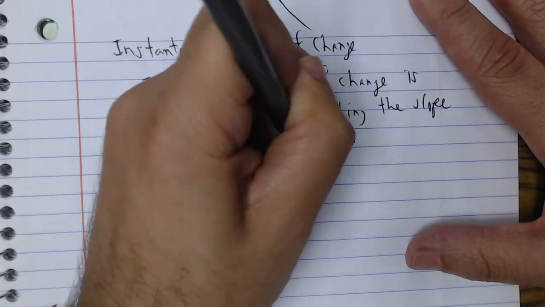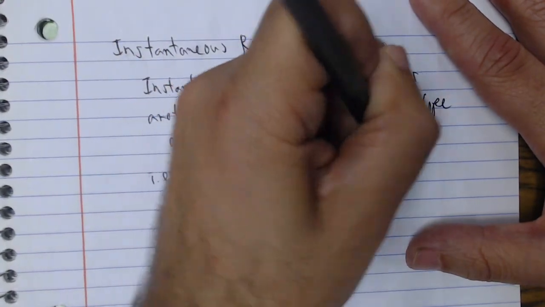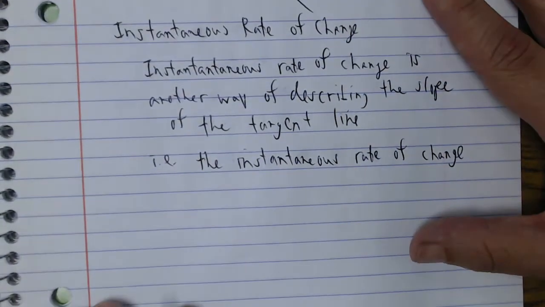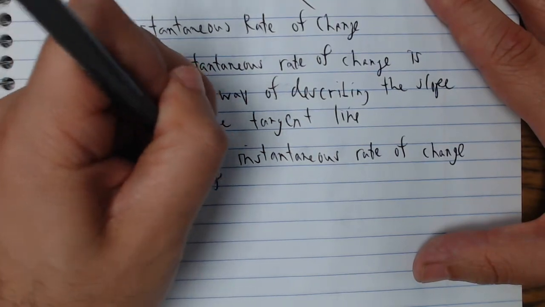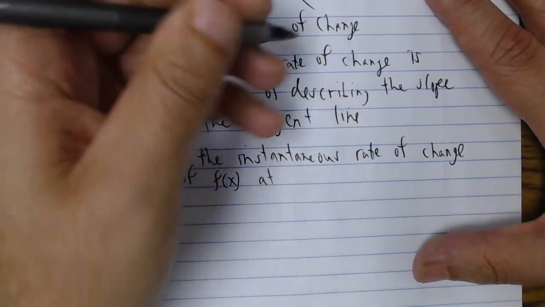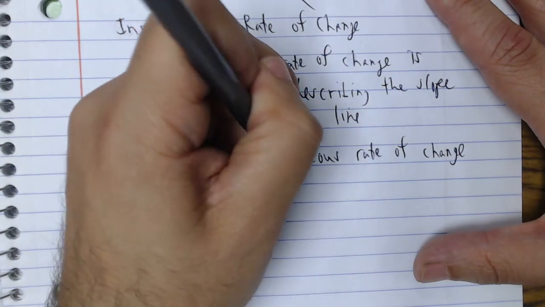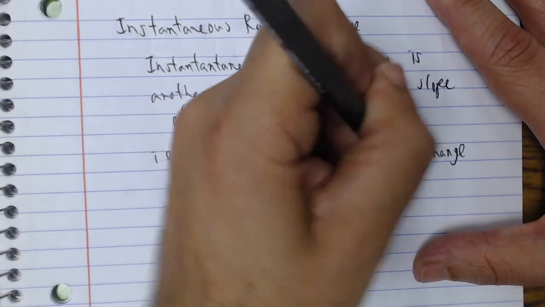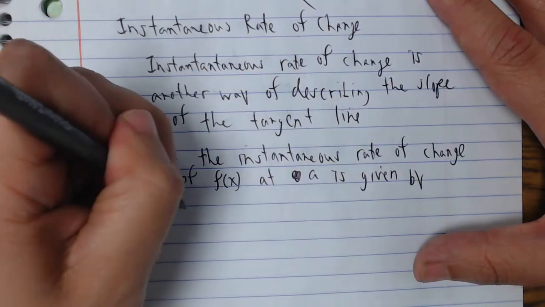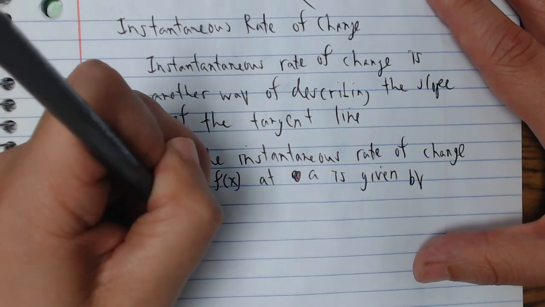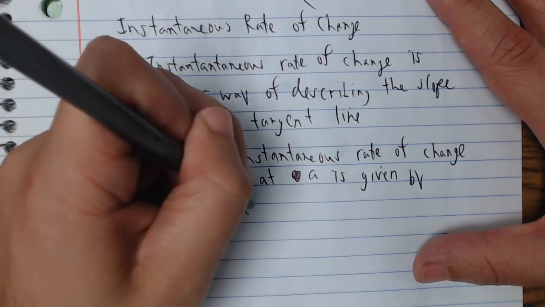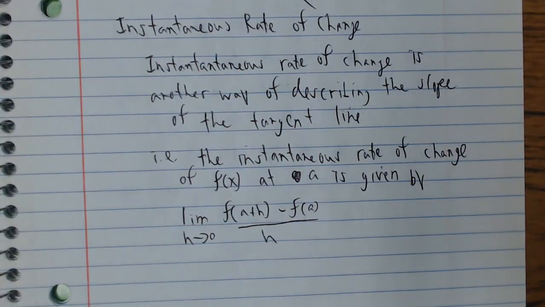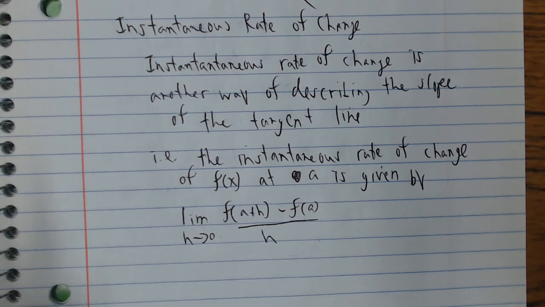So in other words, for example, the instantaneous rate of change of f of x at a is given by the limit as h approaches 0 of f of a plus h minus f of a all over h. So if you think about it, you're like, wait a minute, isn't this the same thing as what we did earlier? And the answer is, of course.